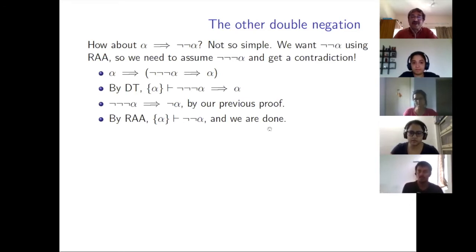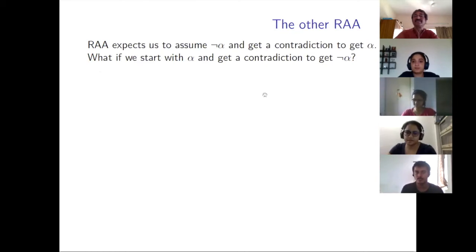Okay, now comes the next. Any guess for what is the next thing that I'm going to ask you to prove? There is a method in this madness, right? Okay, the other double negation. No, the other RAA. RAA is of this form, right? Not alpha implies not beta, and not alpha implies beta gets you alpha. You assume not alpha, get a contradiction to get alpha. What if I start with alpha and get a contradiction to get not alpha?